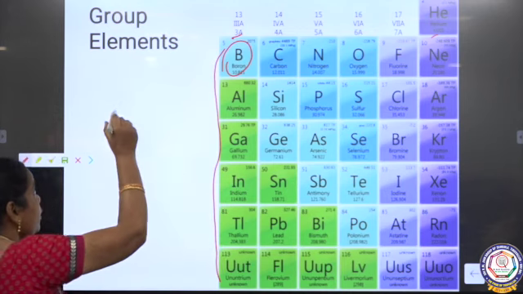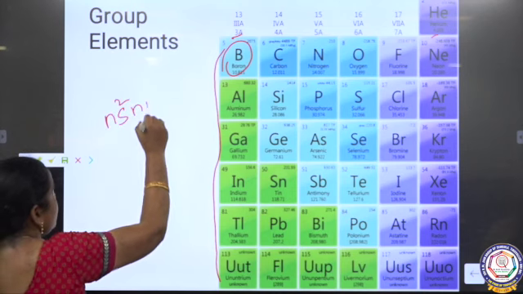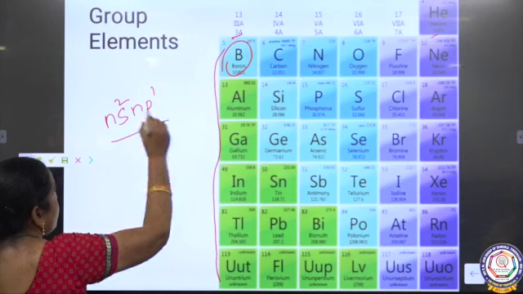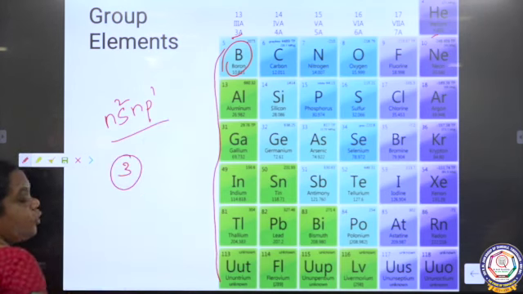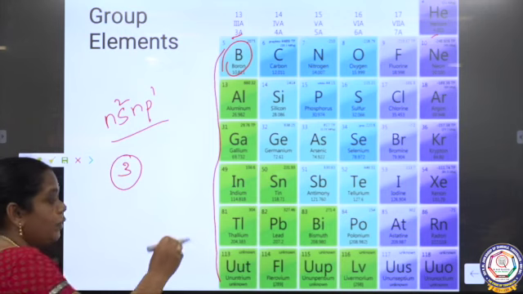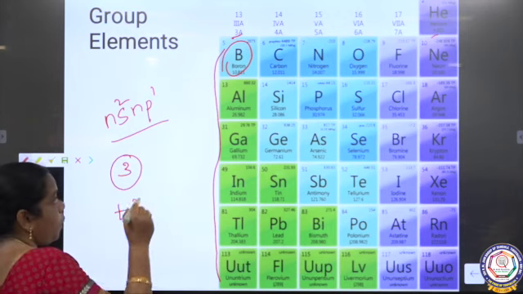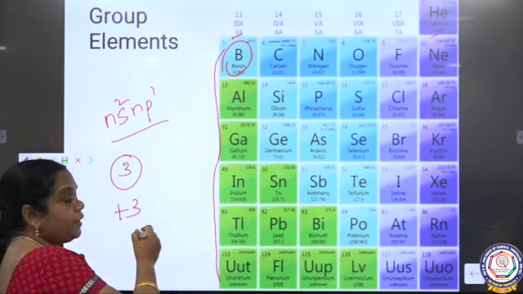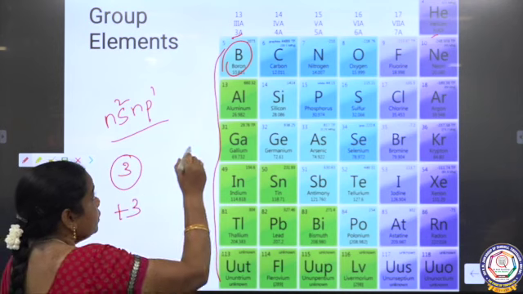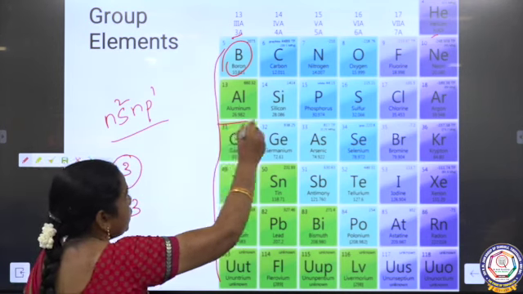The general electronic configuration of this group is ns2 np1. In the outermost orbital there are 3 electrons. So the oxidation state of this group is +3, and the highest oxidation state of this group is +3.